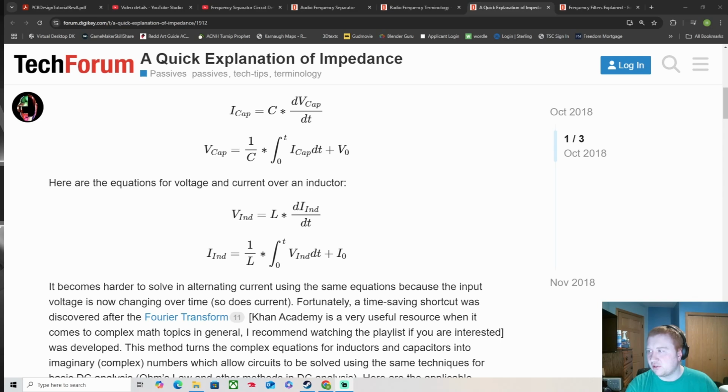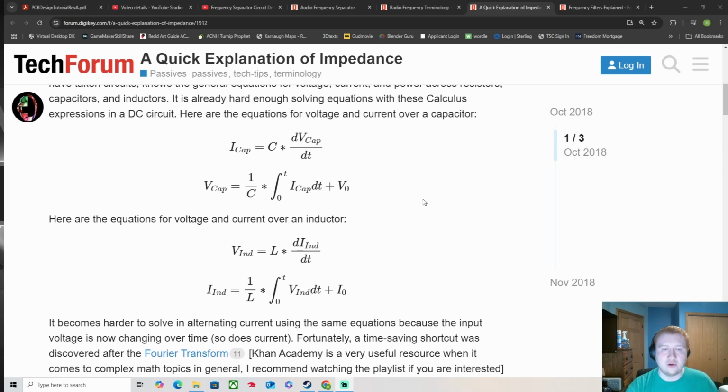They are somewhat high-level calculus. So let me just switch to my tech forum post here. The current over a capacitor is equal to the capacitance times the derivative of the voltage of that capacitor over time, and the voltage over that same capacitor is 1 over capacitance times the integral from 0 to some future time of the current of that capacitor with respect to time plus the initial voltage.